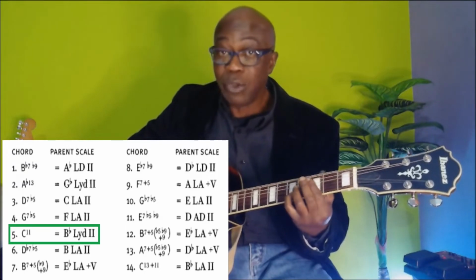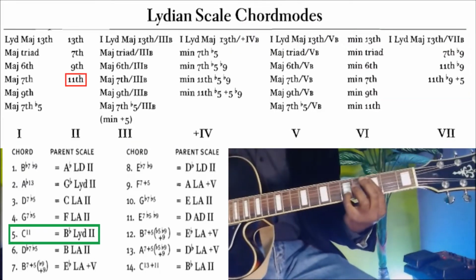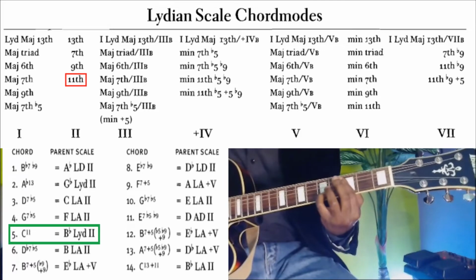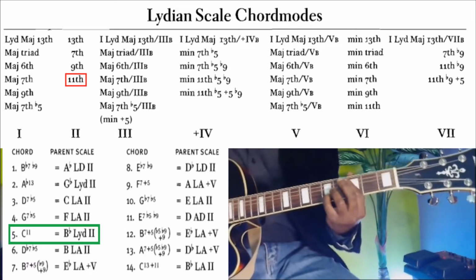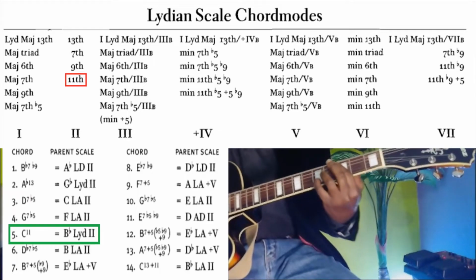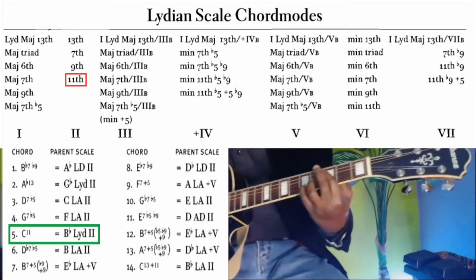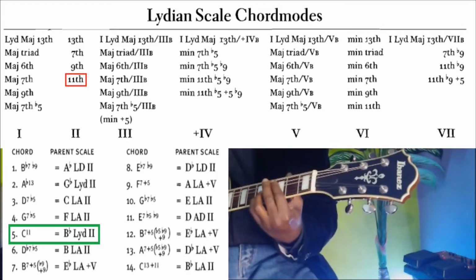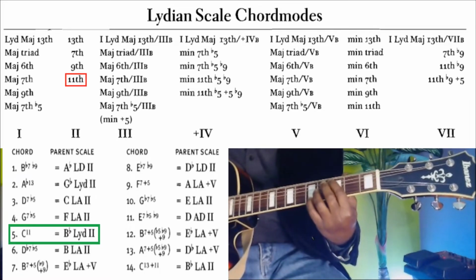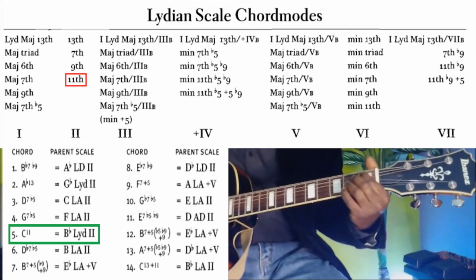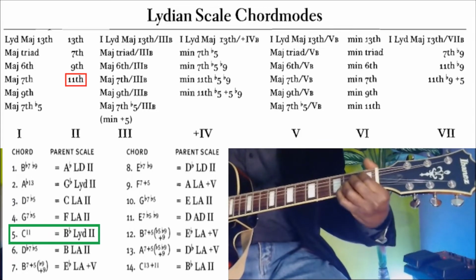If you look at the chart, you see that the first time 11th chords appear on the second degree is with the Lydian mode itself. So you see that, which means the same. This is the chord. So we move back a whole step, and that's the Lydian tonic.